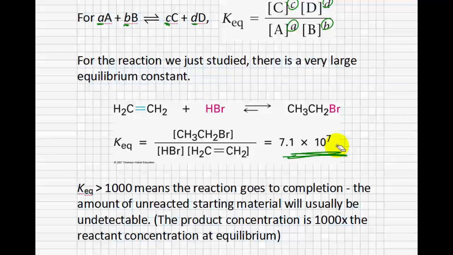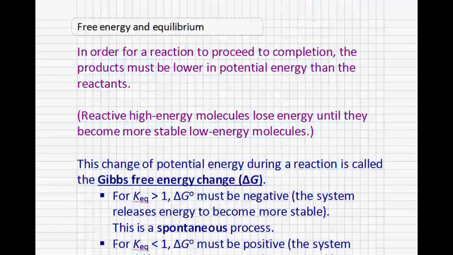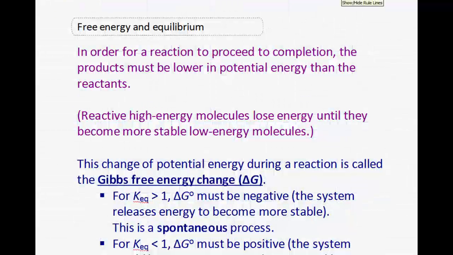The reason, though, that this equilibrium constant is what it is all comes from the energetics of the reactants and the products. So let's look at that. Free energy and equilibrium. In order for a reaction to proceed to completion, the products must be lower in potential energy than the reactants. So this is the common thing of potential energy that you hear over and over again. Okay? We go from states of high potential energy to states of low potential energy, and that happens spontaneously.